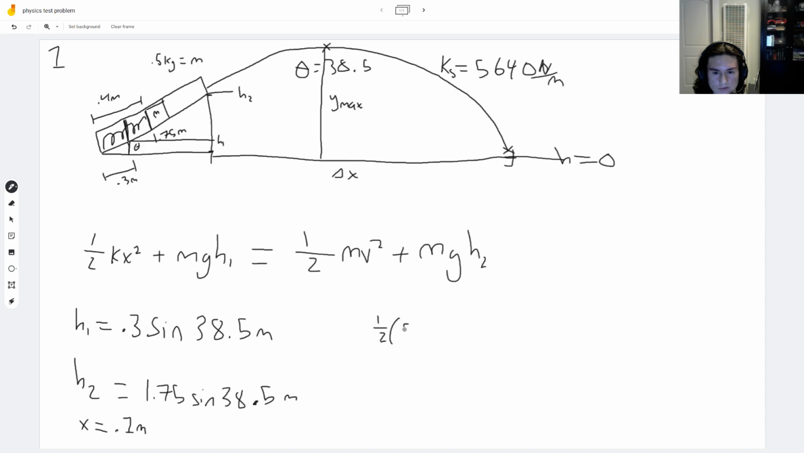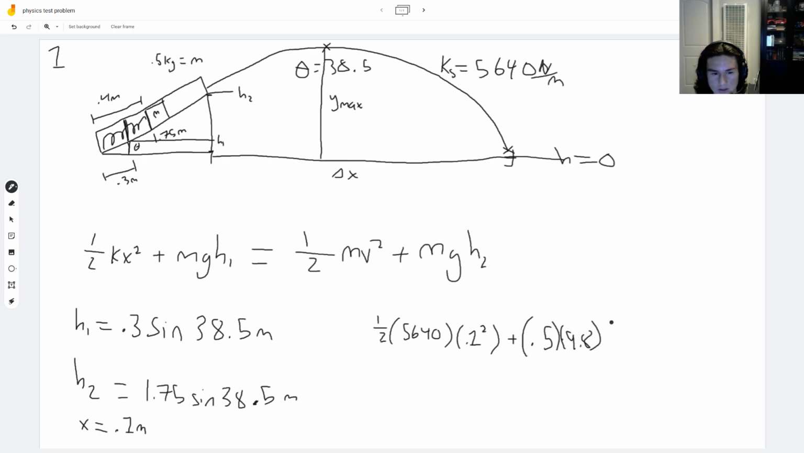Again, this is just a lot of calculating. 5640, it's really easy to get numbers wrong. 40, and then our x squared is going to be 0.1 squared plus m each, not m. Mass is 0.5 times 9.8. I'll just put parentheses to be consistent.